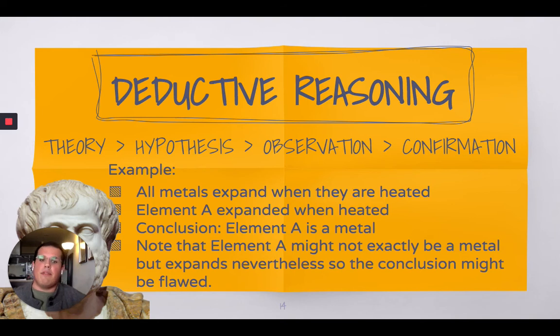Again, the example of the metals. All metals expand when they are heated. That's our theory. Element A expanded when heated. Conclusion, element A is a metal. However, we might have a flaw here. Note that element A might not exactly be a metal, but expands nevertheless. So the conclusion might be flawed. Because we're looking for those specific elements that expand, we might conclude that that element is a metal when it is actually not.